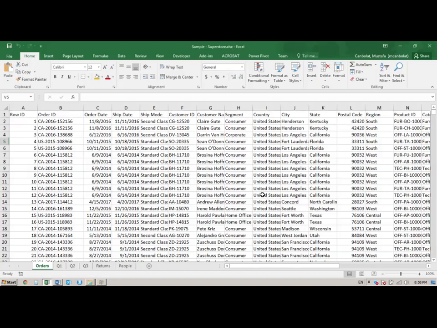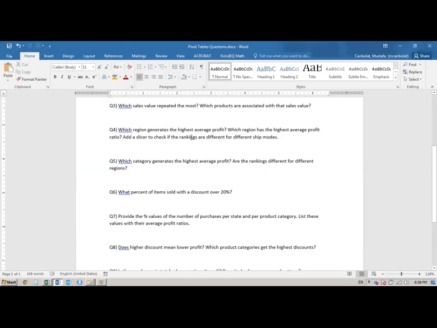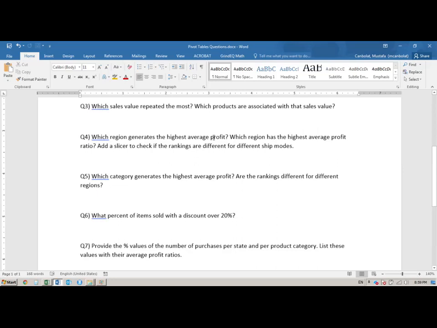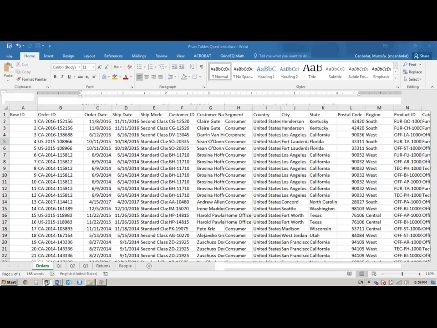Hi guys, we are going to continue using pivot tables, and now we are at question 4. Question 4 asks which region generates the highest average profit and which region has the highest average profit ratio. Let's try to understand the question better.